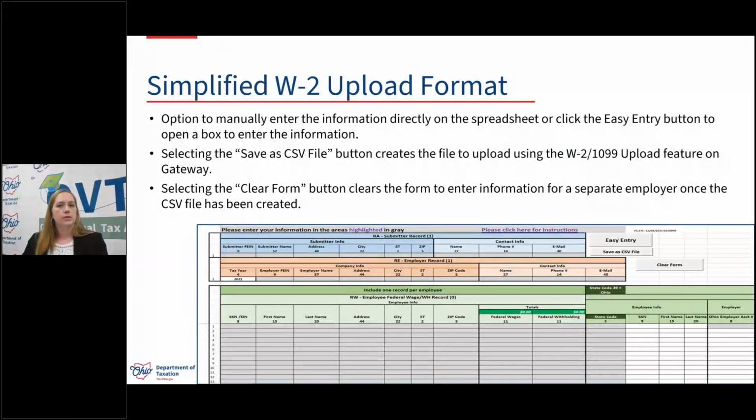If you are one of those owners that have multiple businesses, as I stated previously, you have to complete one spreadsheet per federal ID number. So you complete your first one, you save it as a CSV file, you can come back here and click the Clear Form button to the right of the orange section, and it will completely clear out the form and you can begin with your next business information.